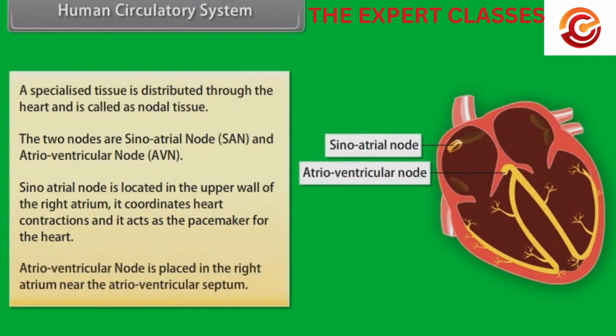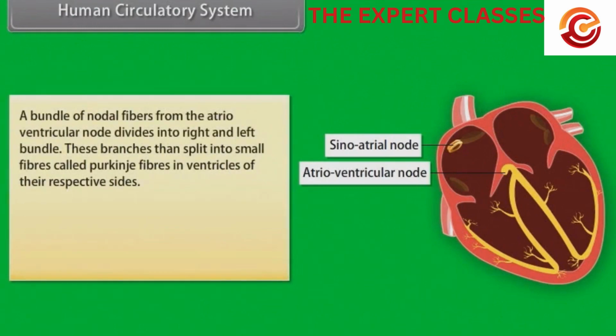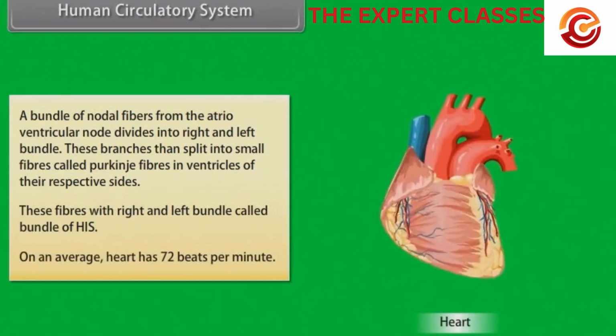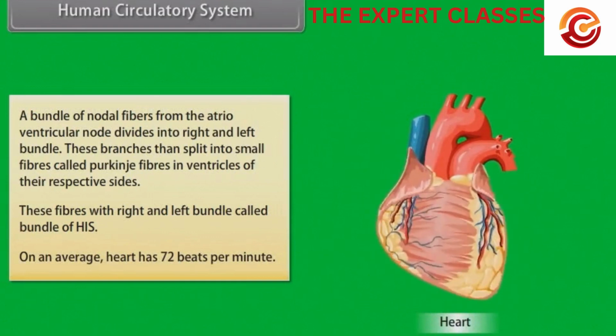Atrioventricular node is present in the right atrium near the atrioventricular septum. A bundle of nodal fibers from the atrioventricular node divides into right and left bundle. These branches then split into small fibers called Purkinje fibers in ventricles of their respective sides. These fibers with right and left bundle are called bundle of HIS. On an average, heart has 72 beats per minute.